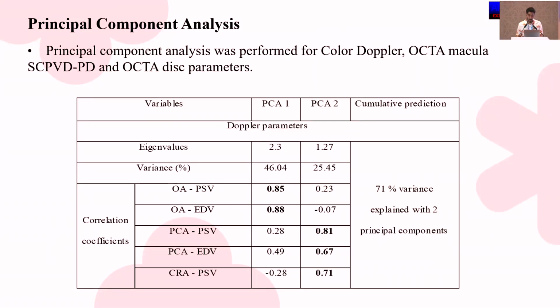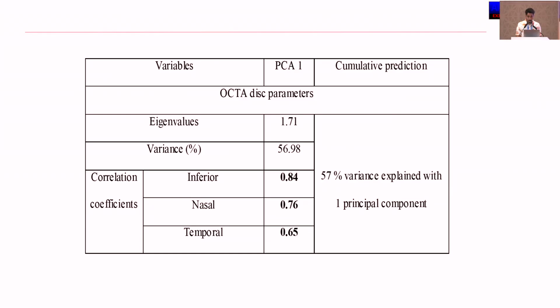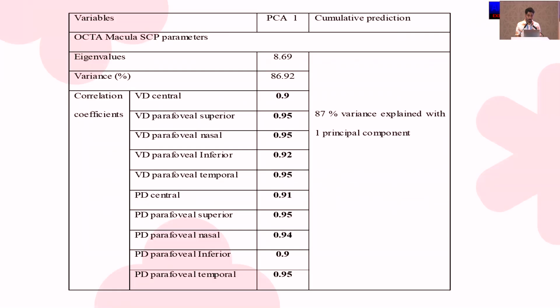Then we did the principal component analysis for color Doppler, OCT macula superficial capillary plexus vascular density and perfusion density, and OCTA disc parameters. We found that for OCT macula superficial capillary plexus vascular density, with a single principal component, 87% of variance was explained with one principal component.